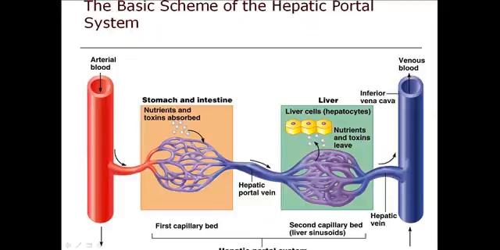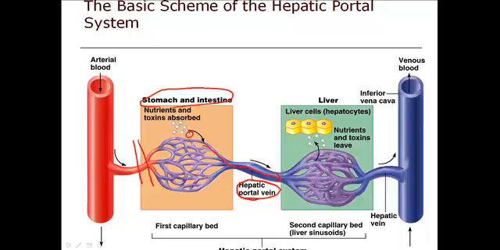So here's the stomach and intestines. This is the arterial blood. This is your intestines. The first capillary bed will pick up food. Here's a food molecule. That will be transported in the hepatic portal vein. So we're going to a vein, and normally every other vein will go back to the vena cava to the heart, but instead the liver's in the way. So that's what a portal system is.